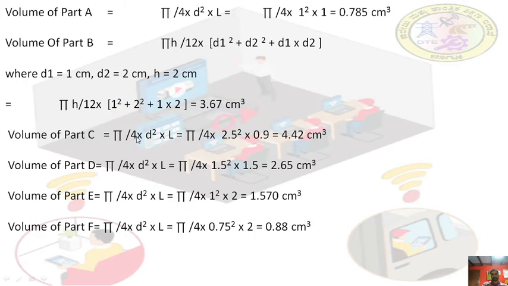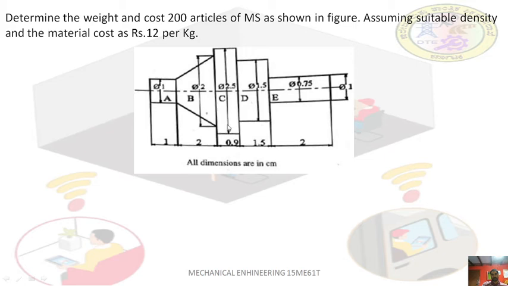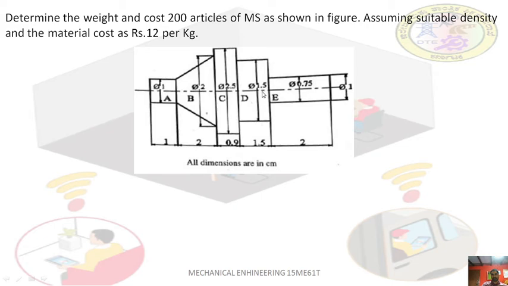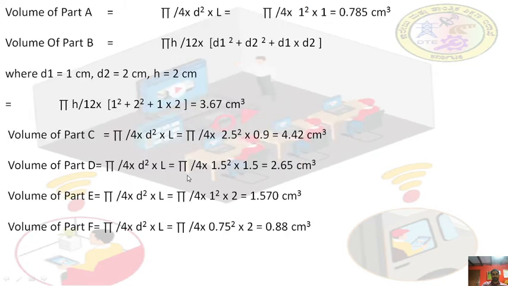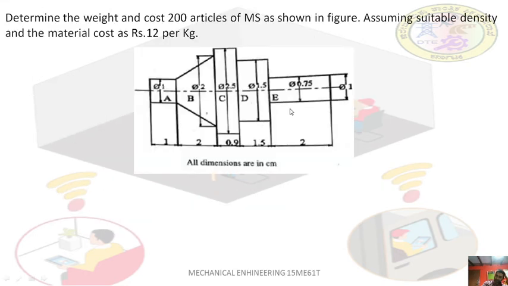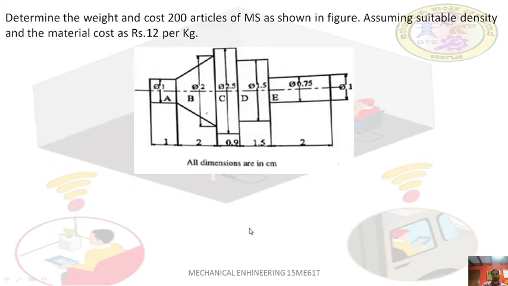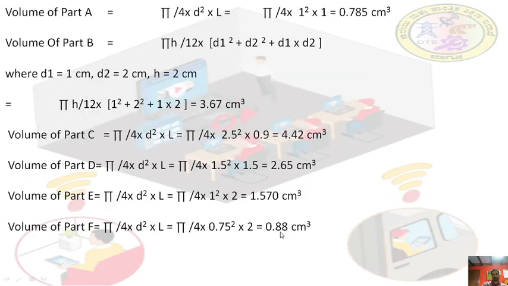The volume of part C is a solid cylinder with diameter 2.5 and length 0.9. Pi d square by 4, 2.5 square into 0.9, that will give this answer. Volume of part D is another solid cylinder of diameter 1.5 and length also 1.5. Volume of E is another solid cylinder of length 2 and diameter 0.75, so pi d square by 4, with d square as 0.75 square, into length 2.